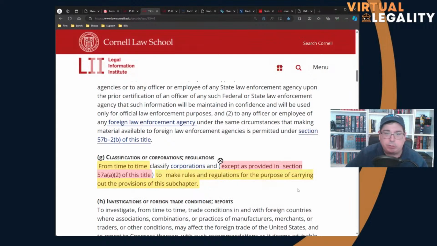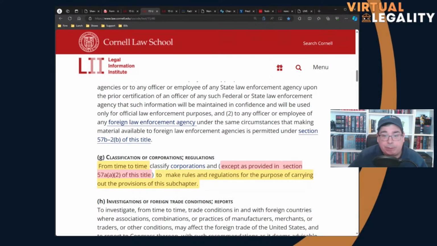And you see this exception here that we're going to look at in just a second. But the question becomes, as we look at these things, is this a substantive right to make rules, right? Is from time to time classify corporations and make rules and regulations for the purpose of carrying out the provisions of this subchapter the right to define what unfair competition is, what deceptive acts and practices are.